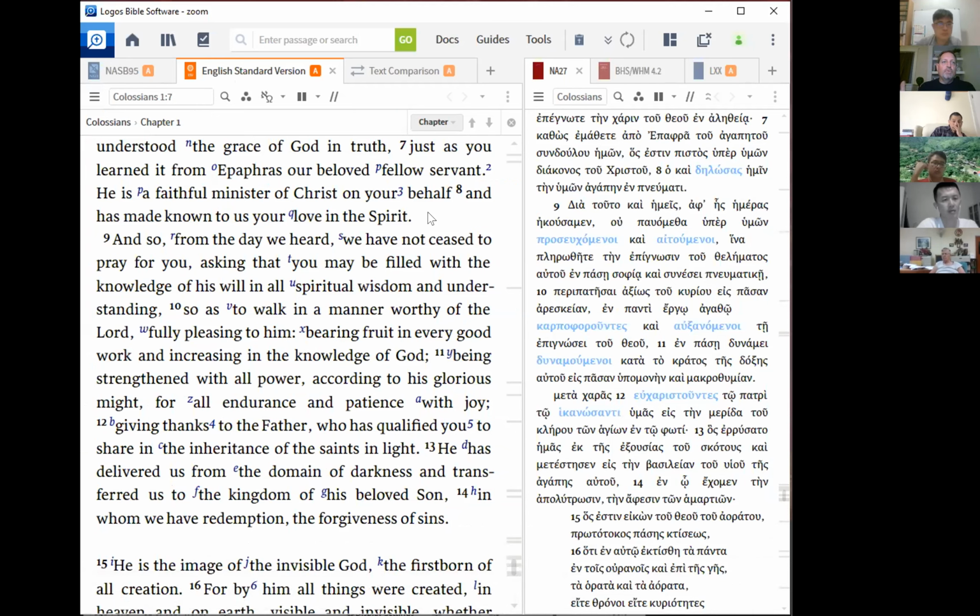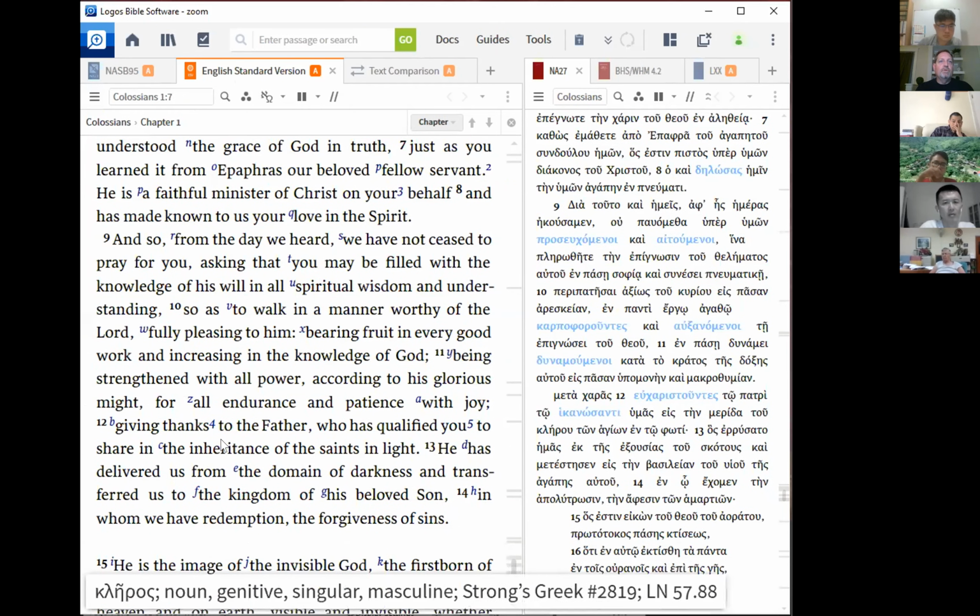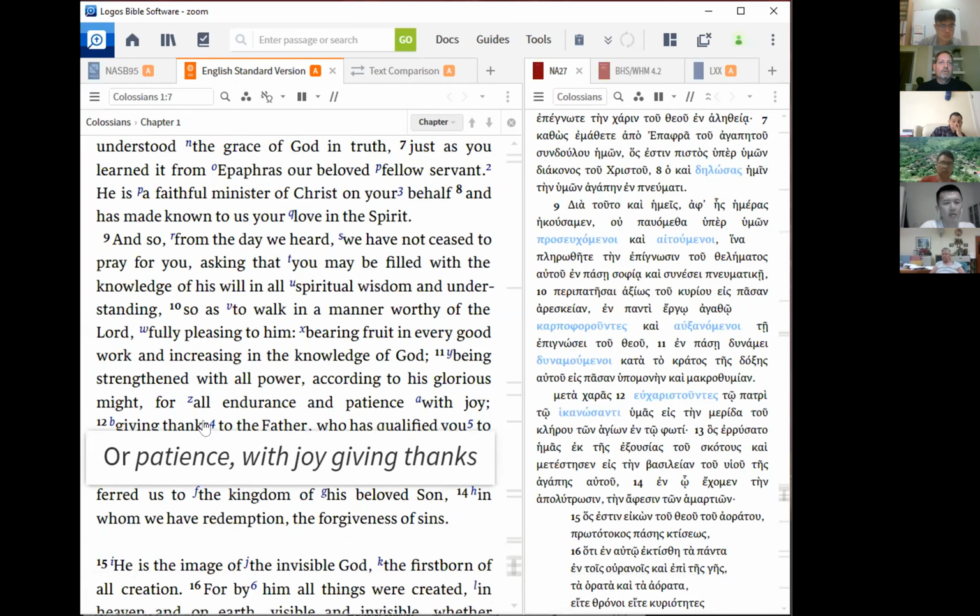Now the ESV, which is an excellent translation, but they don't always do that. They won't show you words that they added. They won't show italics. Sometimes, though, they will give you footnotes. In this case, giving thanks, they give an alternate translation there.